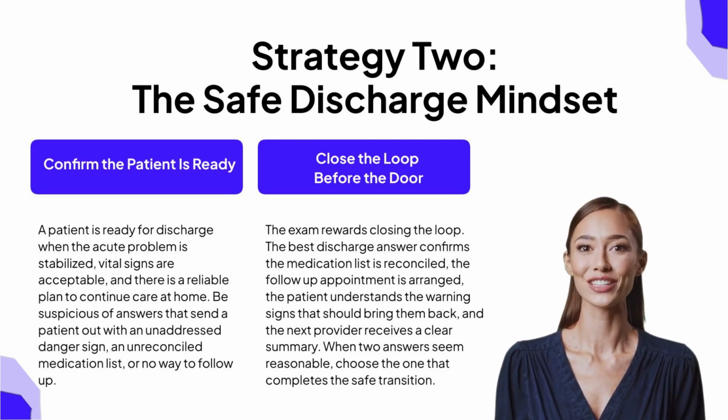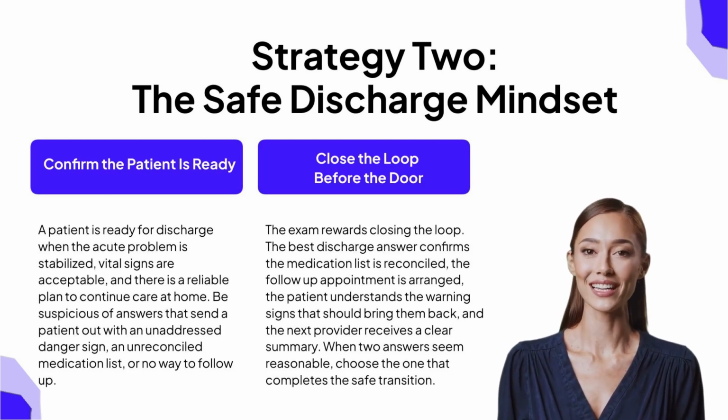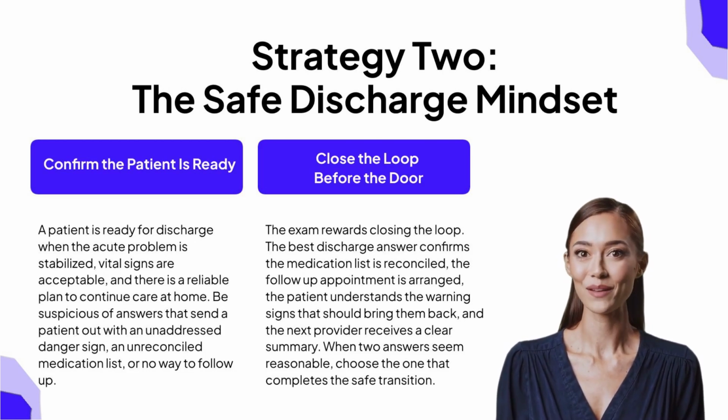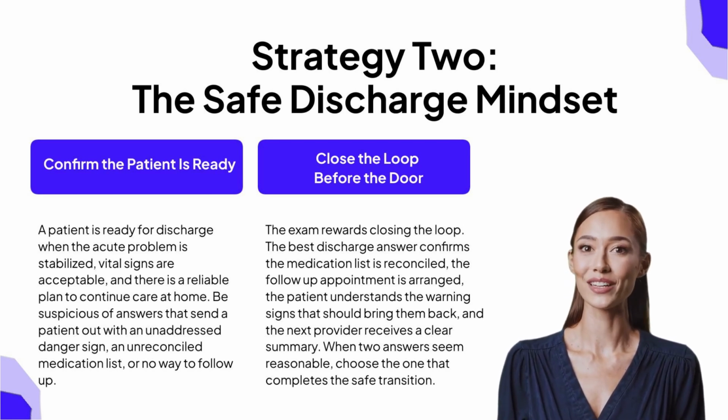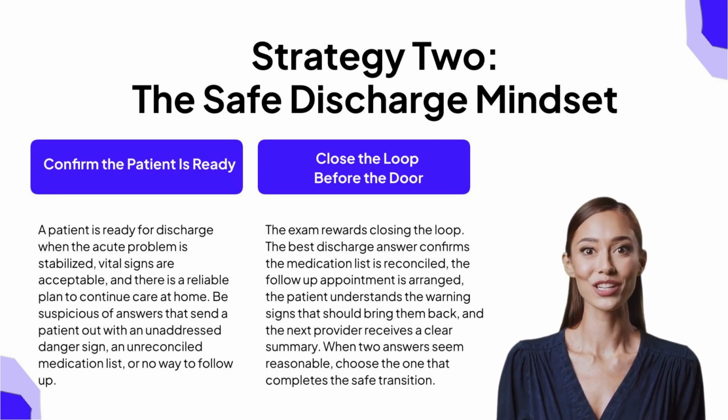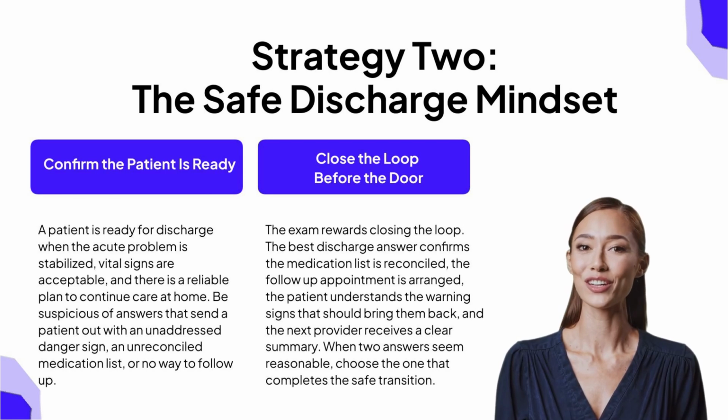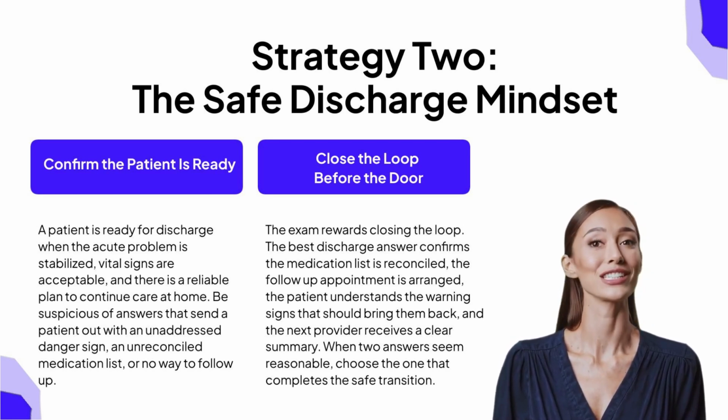Strategy 2 is the safe discharge mindset. A patient is ready to leave when the acute problem is stabilized, the vital signs are acceptable, and there is a reliable plan to continue care at home. Be suspicious of any answer that sends a patient out with an unaddressed danger sign, a medication list that was never reconciled, or no real way to follow up. The exam rewards closing the loop. The best answer confirms the medications are reconciled, the follow-up is arranged, the patient knows the warning signs, and the next provider gets a clear summary. When 2 answers look reasonable, choose the one that completes the safe transition.